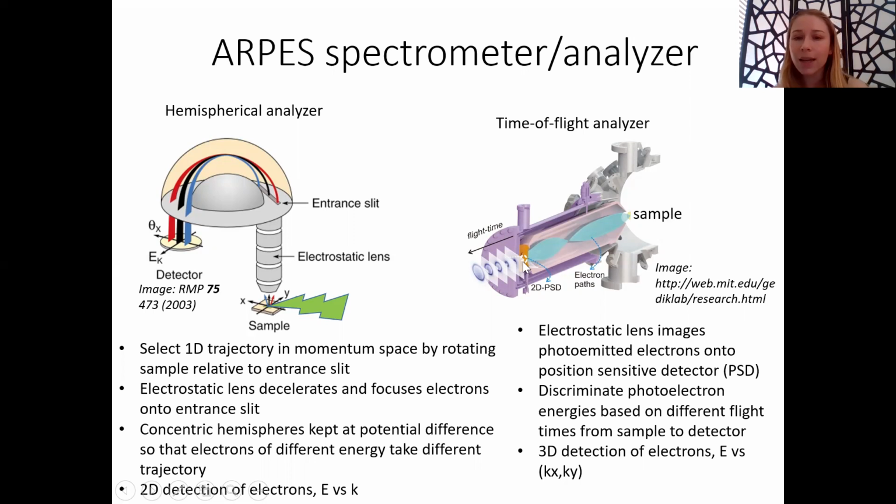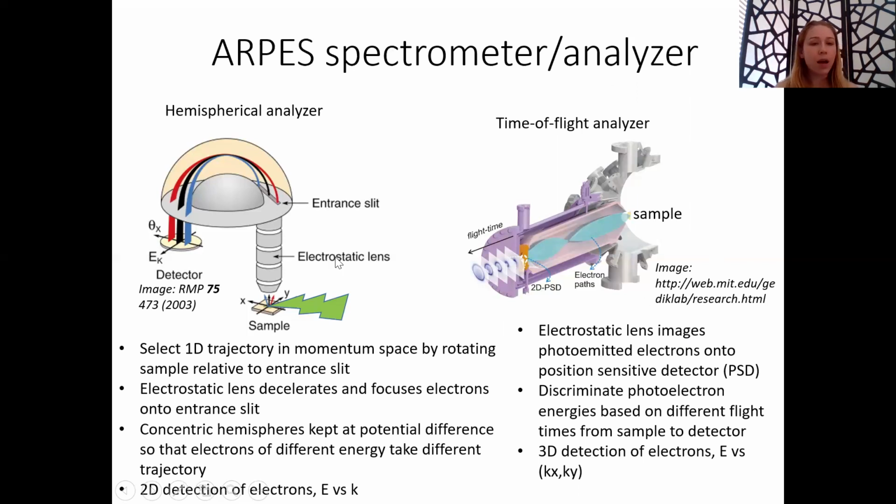So the time of flight analyzer requires a pulsed light source, because the way that it discriminates different energies of photoelectrons is basically which one reaches the detector first. As the name implies, time of flight is how energy discrimination is done. Additionally, this type of analyzer has three-dimensional detection of electrons all at once. Basically it measures kx, ky, and kz, and also the energy as a function of time of flight. So it's three-dimensional detection automatically.